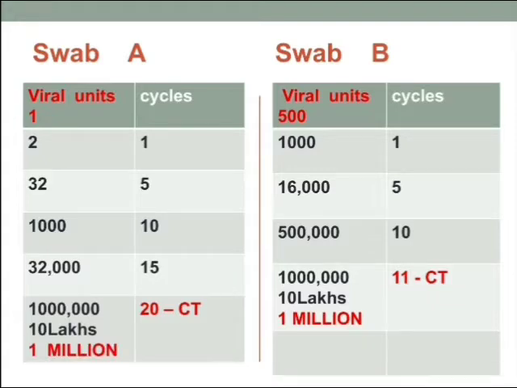Now on the right side, swab B, see, it contains 500 viral units. So after 1 cycle, you get 1000. After 5 cycles, you get 16,000. And it goes on. But here, as you can see, with just 11 cycles, you are able to reach 1 million copies of the viral units. So a CT value of 11 indicates a high viral load of 500 units in the swab.